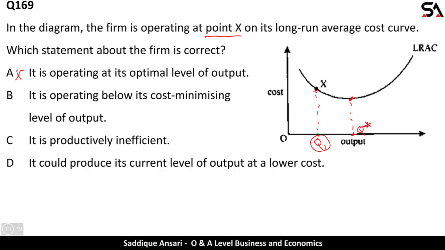So this is not the answer. It is operating below its cost minimizing level of output. This is the correct answer, because the firm is operating here at Q1, which is less than Q star. Q1 is less than Q star. It is productively inefficient. All points on the long run average cost curve are productively efficient, so this is not the correct answer. It could produce its current level of output at a lower cost. This cannot be the answer. So B is the correct answer.